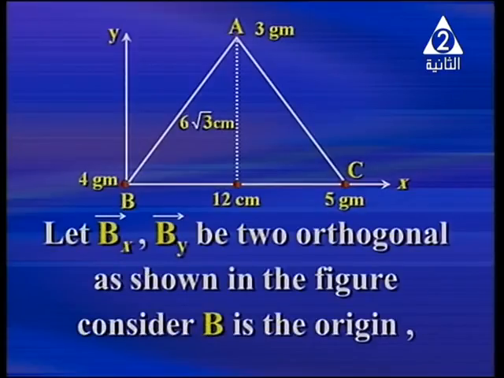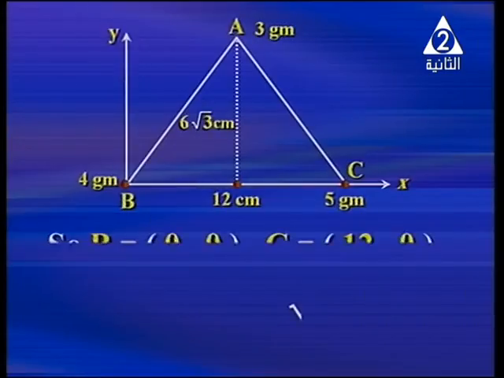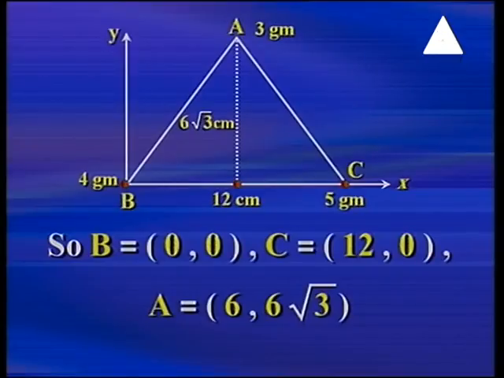Dear student, B is the origin point. We have Bx, By as two orthogonal axes as shown in the figure. Consider B as the origin. Then point B has coordinates 0, 0. Point C has coordinates 12, 0. Point A, its coordinates are what? 6 and 6 root 3.